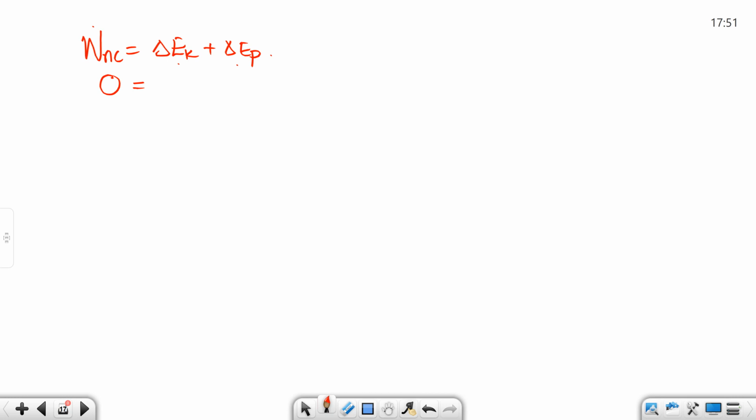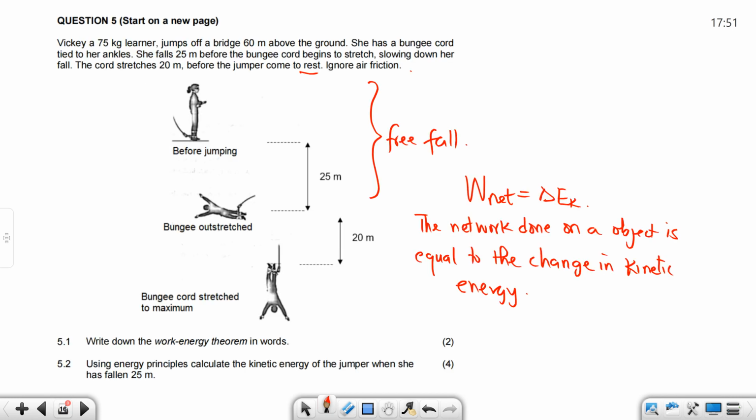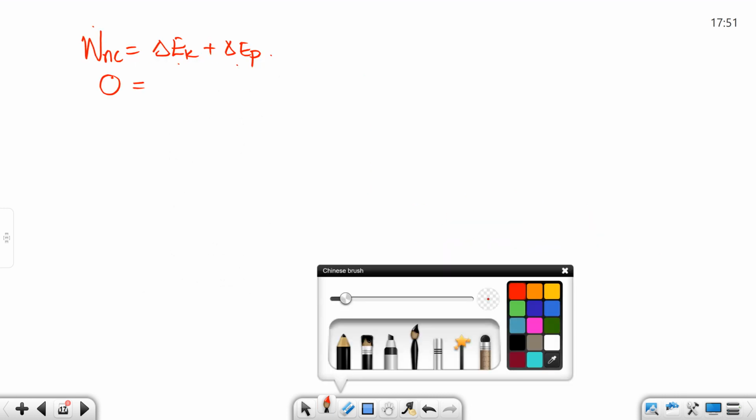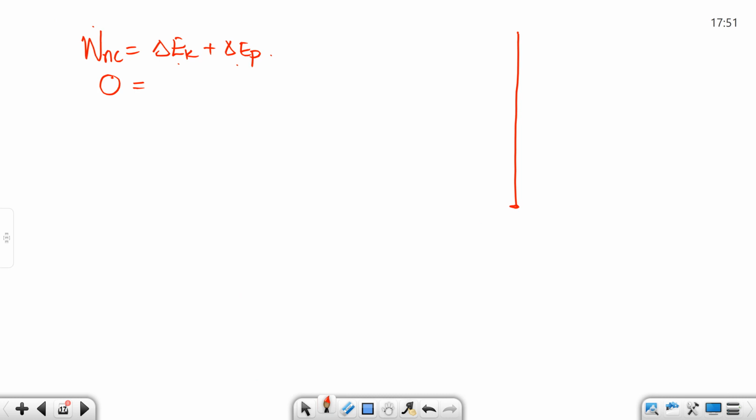Okay, wait. Check what we are looking for. We are looking for the kinetic energy of the jumper. So, let's create a diagram. We're looking at this, right? So this is at the top and bottom. Can we call this initial? Oh, I don't want to lose this recording, so I'm just going to stop on this question. And this is called the final.